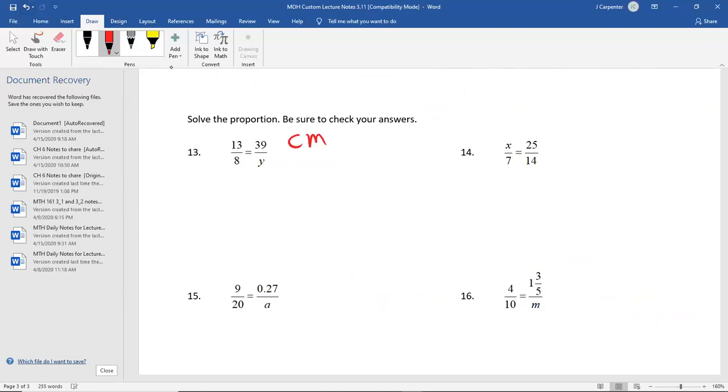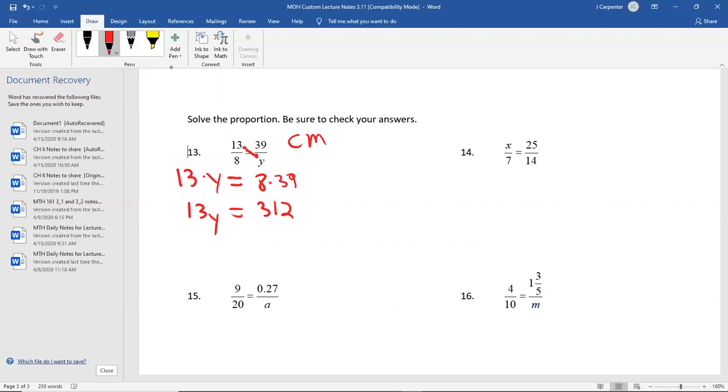So cross multiply. Take the 13 times the y, that's the top left times the bottom right, and set that equal to the 8 times the 39. You don't really need the dot between the 13 and the y. Some people put it, some people don't. It's up to you. I prefer it without. And then 8 times 39, let's see. 8 times 40 would be 320, so that's 1 less 8, so that's 312. I know I multiply weird. So we got 13y equals 312.